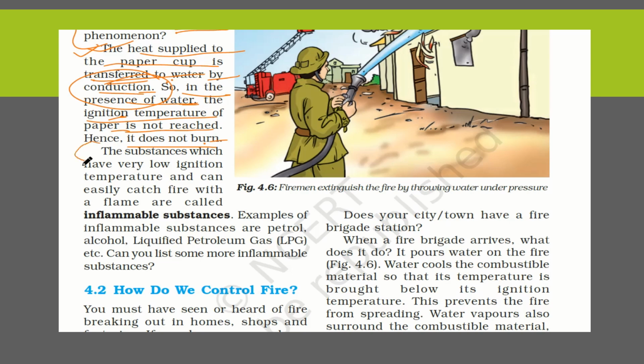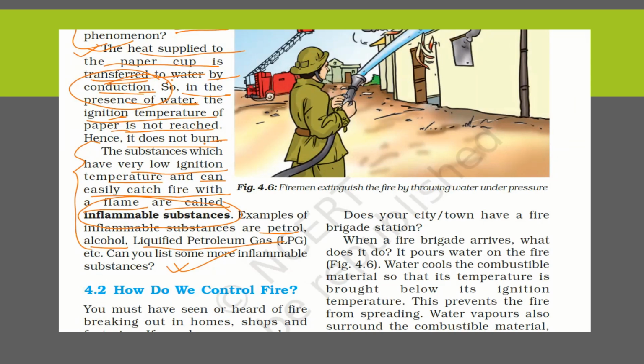Okay, so the substances which have a very low ignition temperature and can easily catch fire with a flame are called inflammable substances. So what are inflammable substances? They are LPG, alcohol, petrol, etc. They have a very, very low ignition temperature, so at a very low temperature they can catch fire simply, and they can catch fire with a flame also. So the homework is that you should make a list of substances which are inflammable, which are catching fire at a very low temperature.